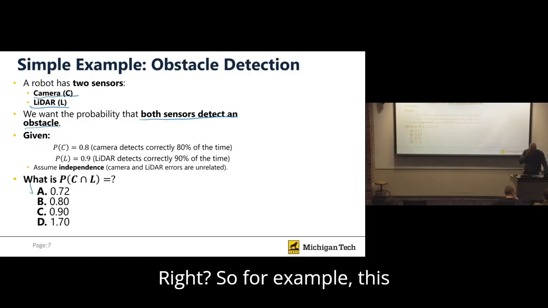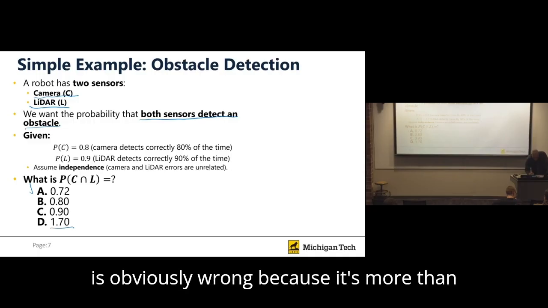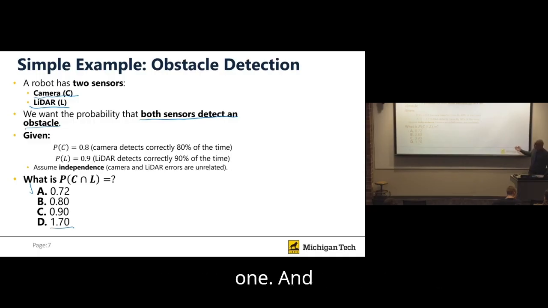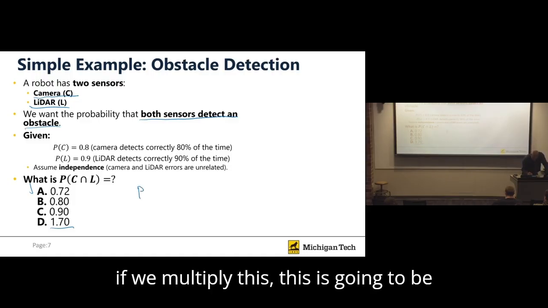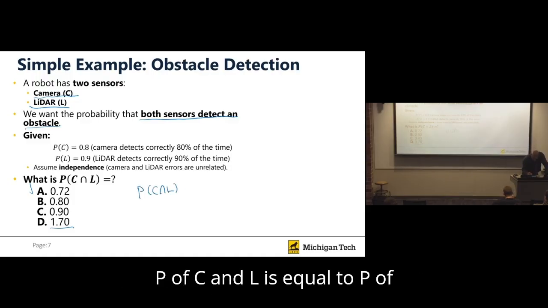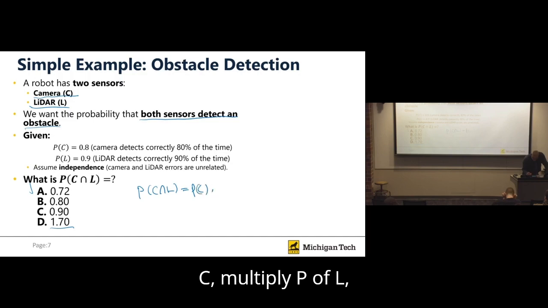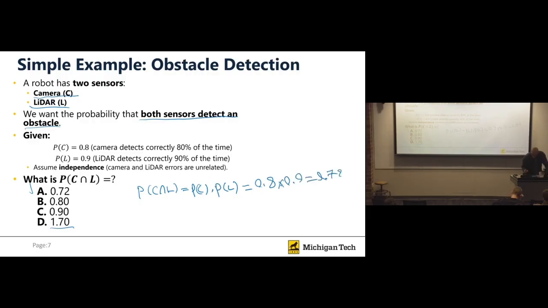Right? So for example, this is obviously wrong because it's more than 1. And if we multiply, P of C and L is equal to P of C multiply P of L, 0.8, 0.9, 0.72.